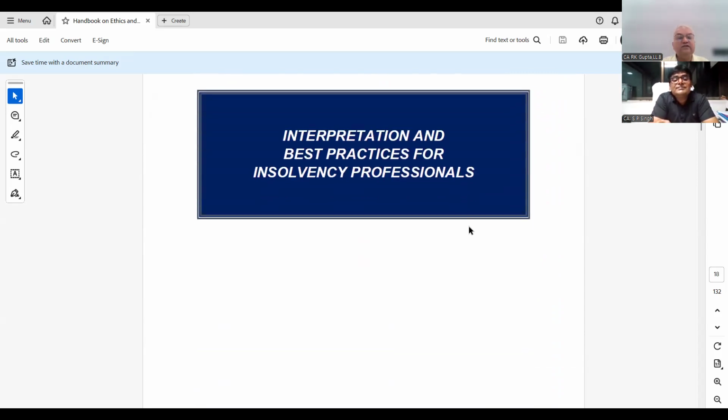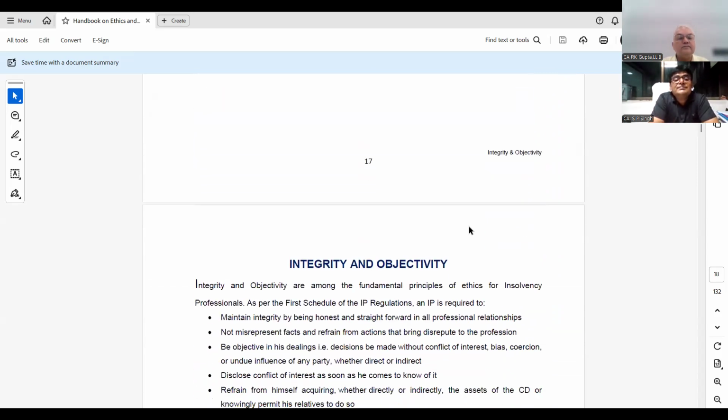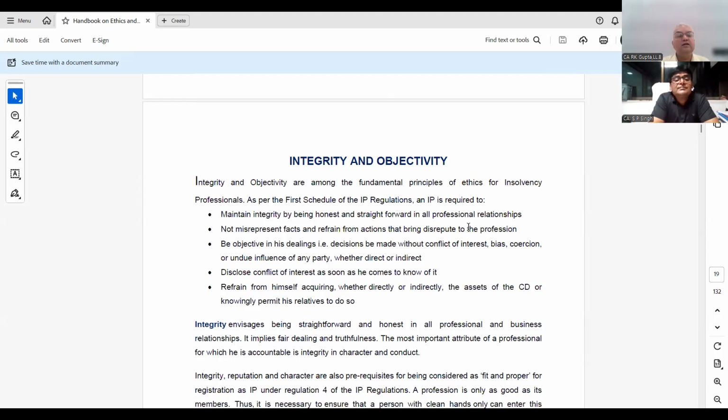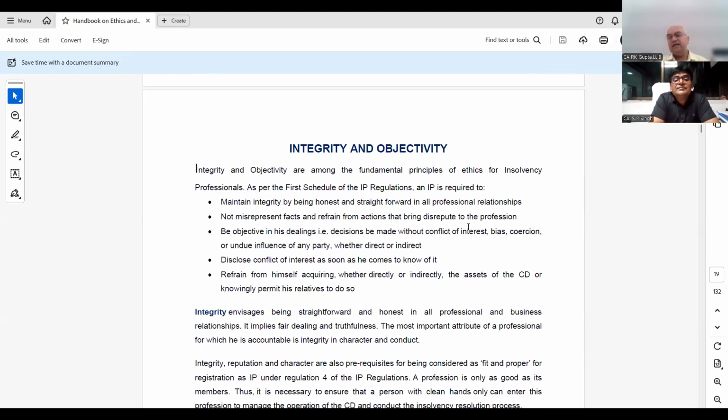Now, first things first. What is the meaning of integrity and objectivity? Integrity and objectivity means that you should be honest in your dealings. You should be straightforward. You should not hide facts because you are a professional. So, you should maintain integrity by being honest and straightforward in all professional relationships.